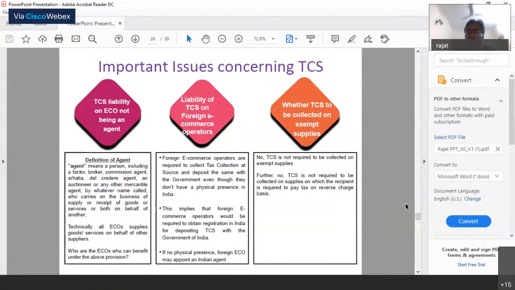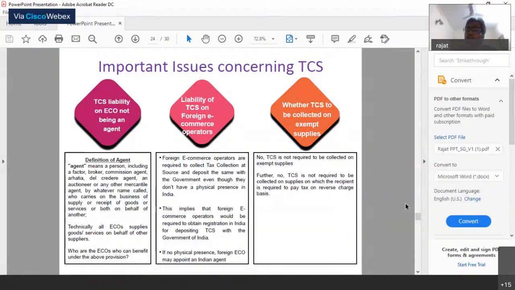If you see the definition of an agent under GST, it says agent means a person including a factor, broker, commission agent, arhatia, delegated agent, an auctioneer, or any other mercantile agent by whatever name called, who carries on the business of supply or receipt of goods or services on behalf of another. So technically, every e-commerce operator supplies goods or services on behalf of a third-party supplier. In that case, every electronic commerce operator is technically an agent. Does that mean there is an exemption for these electronic commerce operators from discharging the liability of TCS? This is an open question.